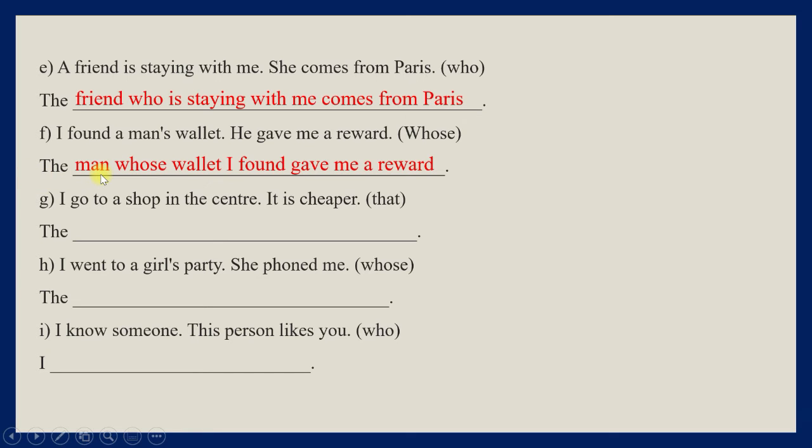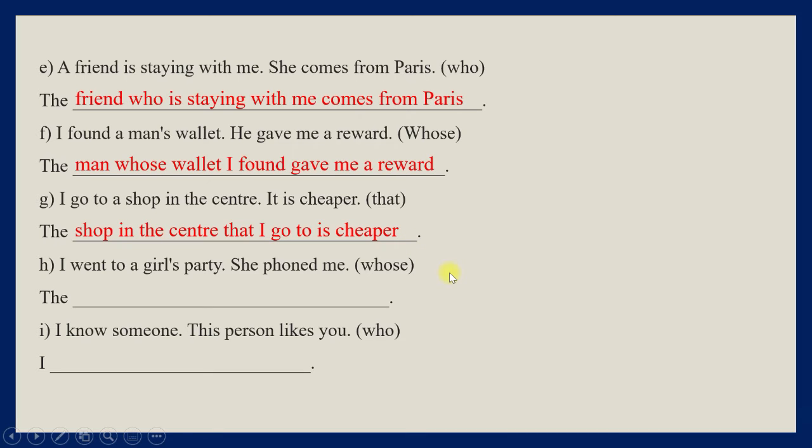G. I go to a shop in the center. It is cheaper. The shop in the center that I go to is cheaper. Again, this is a defining one, that I go to, because we say the shop in the center. Which shop in the center? The shop that I go to is cheaper. And you can leave this out. You can remove that because we have a new subject in here. So we could say the shop in the center I go to is cheaper.